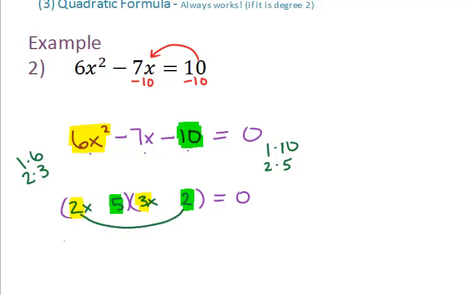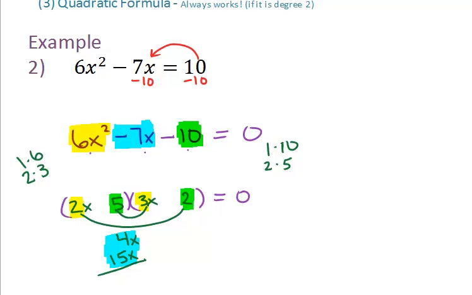So my outside here, 2x times 2 gives me a 4x. My inside here, 5 times 3x gives me a 15x. Now I want to be able to add or subtract these to get to my middle term of negative 7x. If I were to add those, that would have given me a 19x. Or if I would have subtracted those, that would give me an 11x. Neither one of those works to give me my negative 7x in the middle. So that tells me that I have this factored incorrectly. So I need to try and factor it in a different way.